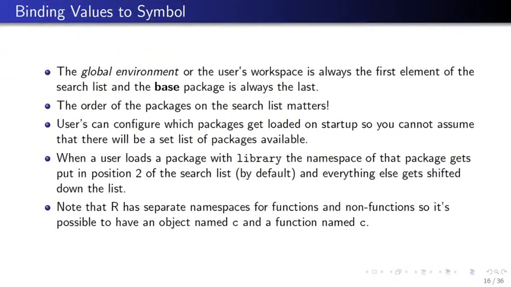One thing to note is that R has separate namespaces for functions and non-functions. So it's possible to have an object named c somewhere and then a function named c. Of course, in your global environment, there can only be one symbol named c. But it's possible to have, for example, a vector named c, and that won't necessarily interfere with the function that already exists that's also named c.